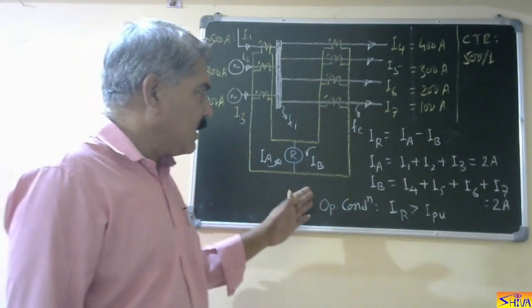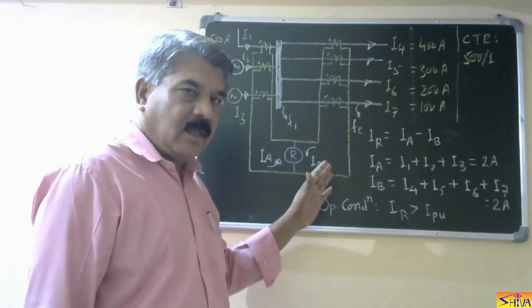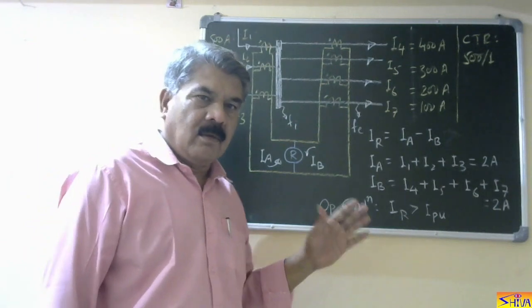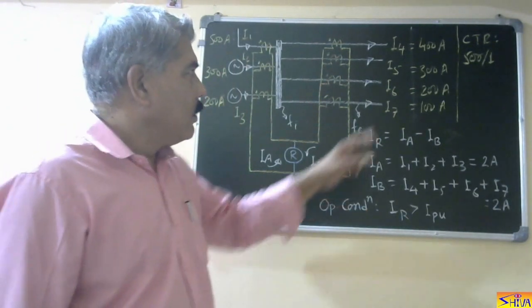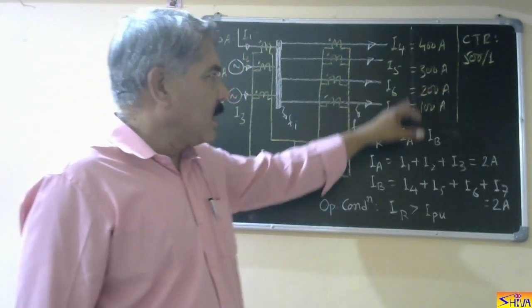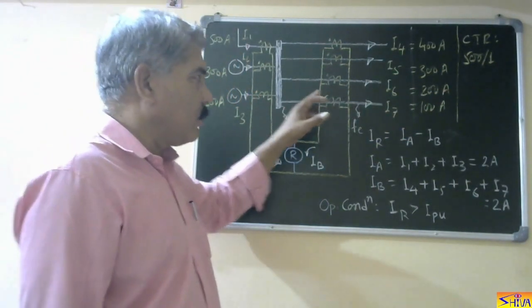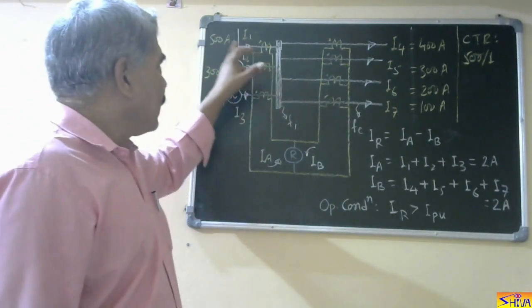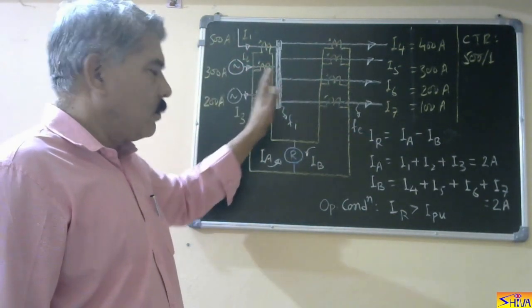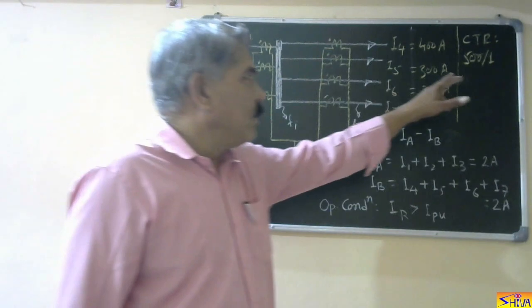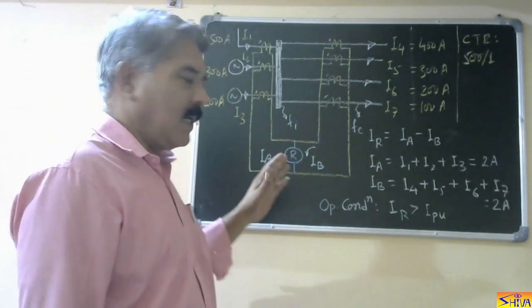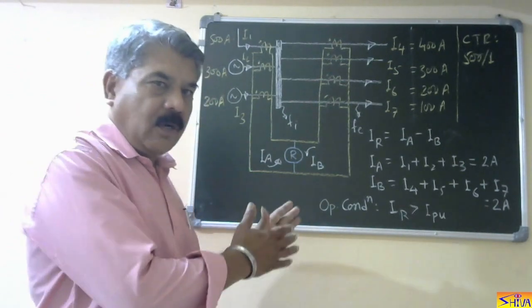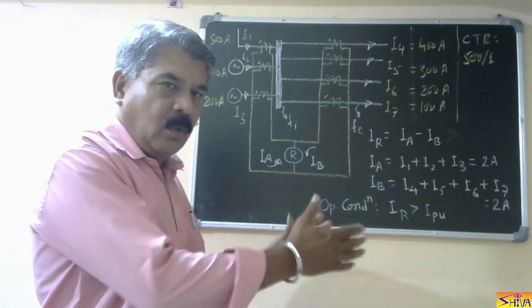Now let us check the performance of this scheme for healthy condition, for external fault and for internal fault. Taking the same example, these are the values of current going towards the loads, and these are the values of the current coming to the bus bar. The CT used is 500 by 1. Let us check the healthy condition, with no internal fault or external fault.